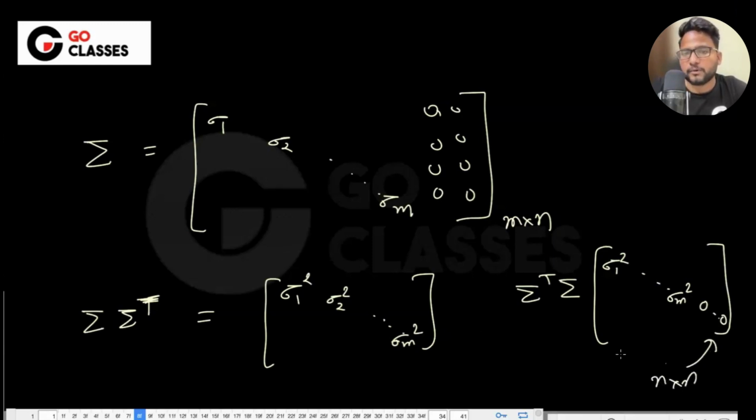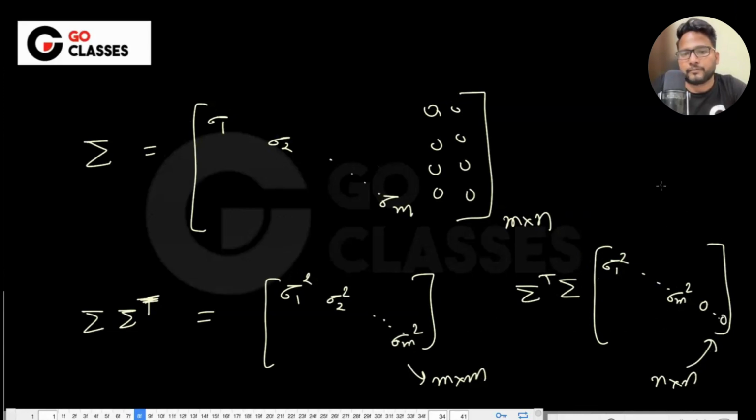N cross n. It will be of what dimension? M cross n. So basically, sigma could be anything, right? If sigma is like this, then sigma sigma transpose will be m cross m, and sigma transpose sigma will be n cross n. You can calculate it, n cross n, and these are the entries on the diagonal, and the remaining will be 0.